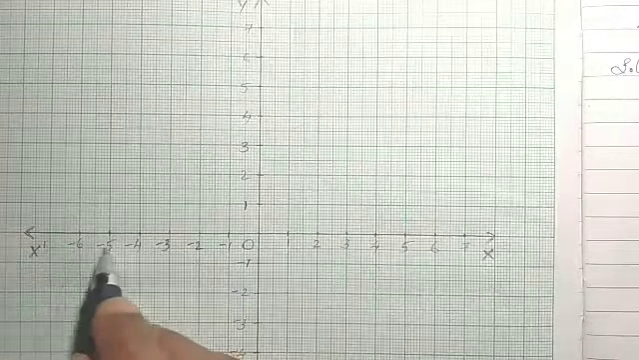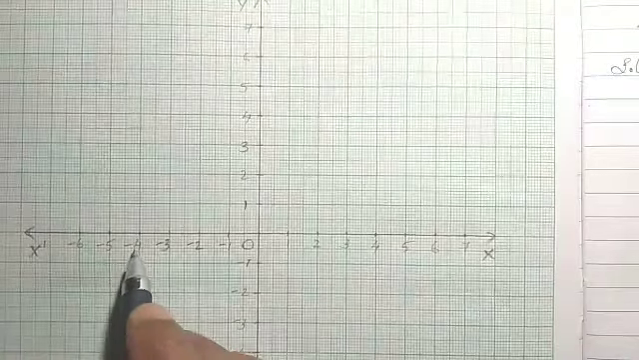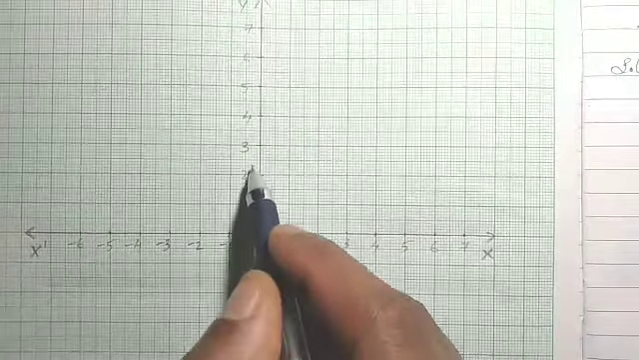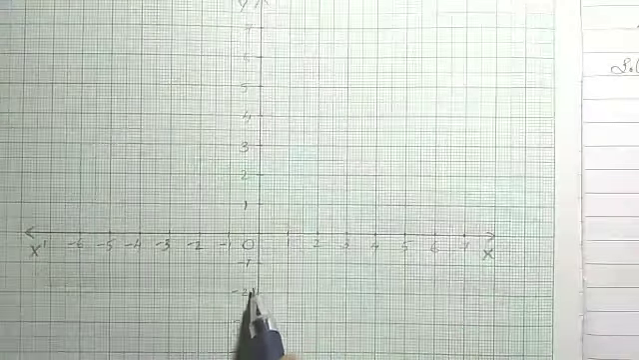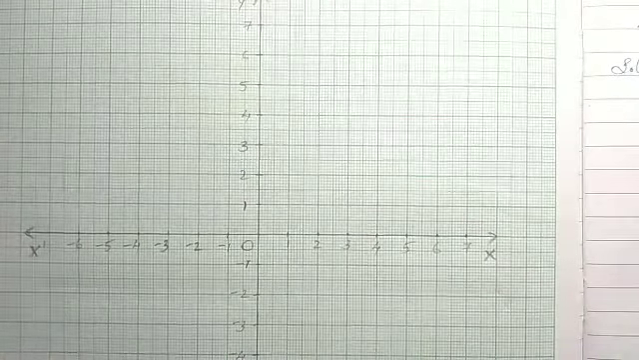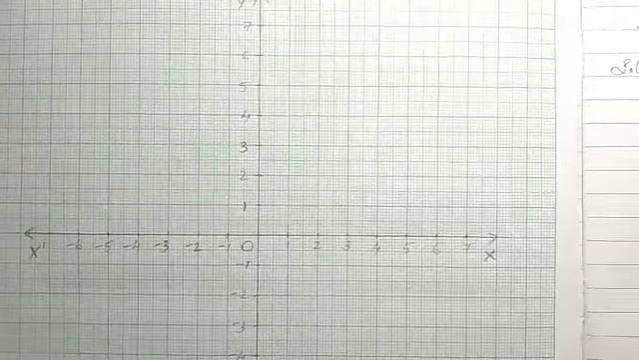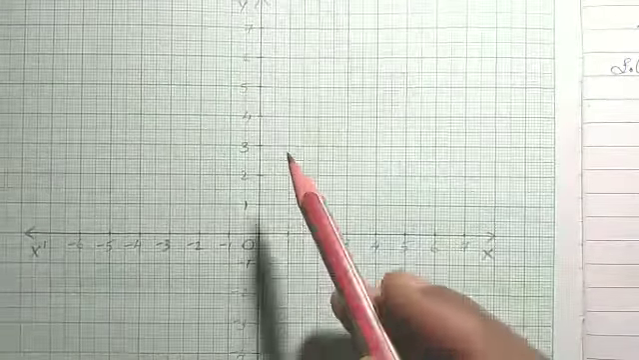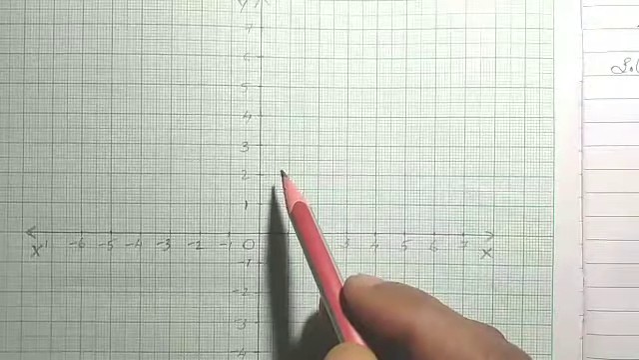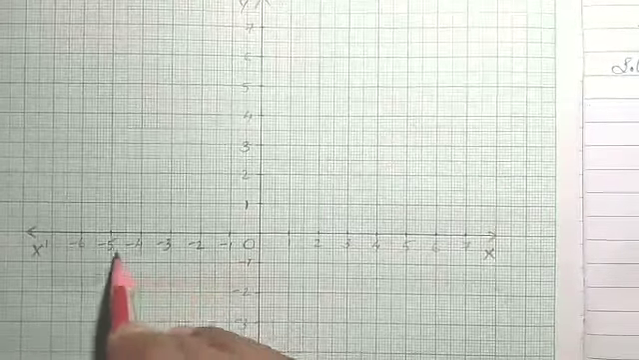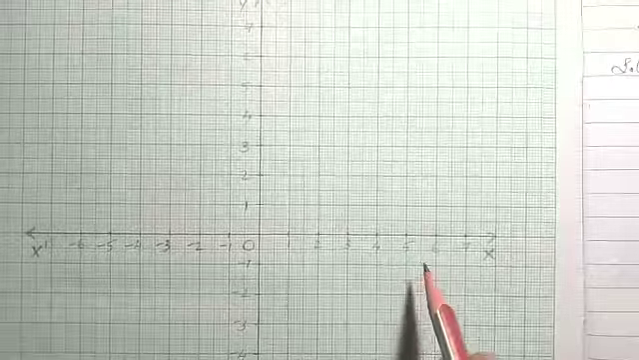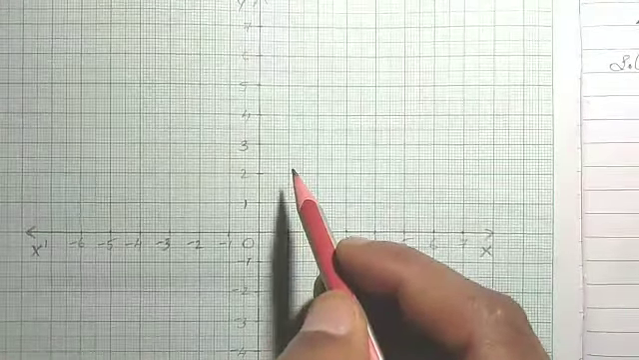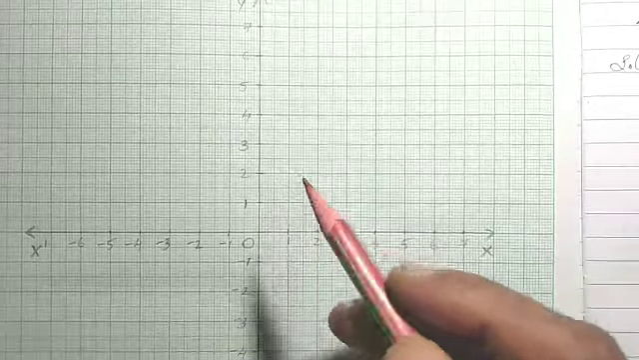On the left-hand side it will be negative: minus 1, minus 2, minus 3, minus 4, minus 5, minus 6, etc. Upside on the y-axis 1, 2, 3, 4, 5, 6, 7, etc. Downside it is minus 1, minus 2, minus 3, minus 4, etc. And remember, on this graph page we are allowed to use only a pencil. Don't use a pen to mark the points or the numbers or whatever it may be; we will use only a pencil on this graph page.